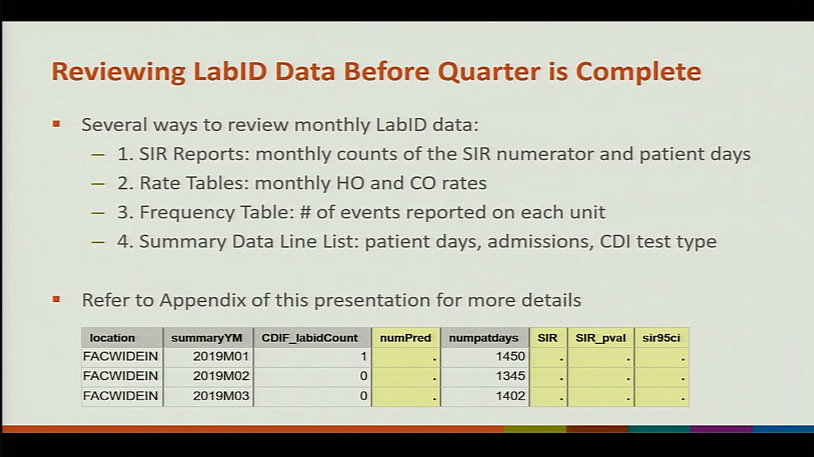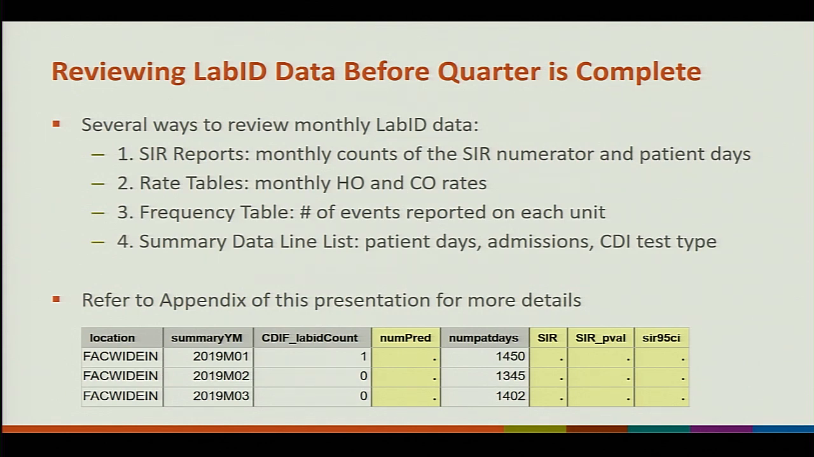And lastly, just a few ways to review your LabID data before the quarter is complete. As Lindsey previously mentioned, monthly SIRs are not possible. However, there are still some helpful analysis reports that you can use. One way is that you can use your SIR reports to review your monthly counts of events that would be included in your SIR numerator and those patient days. On the bottom of the slide, you will see an example of how that would look and how you'd be able to use the corresponding data.